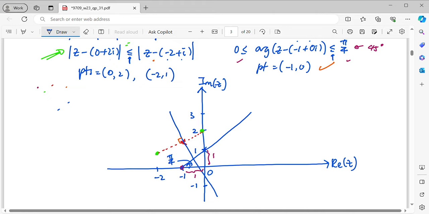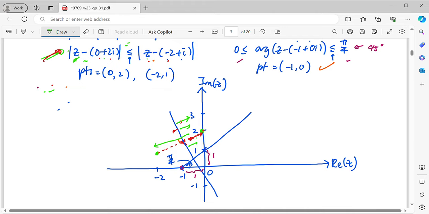Alright, so now, when you look at the first inequality, this means the distance from a general point z to the point 0, 2, which is over here, is less than the distance from the general point to minus 2, 1. So it is either up or down, right? Let's say I pick this point. Obviously, the distance from this z to 0, 2 is shorter than this point to the green point. The green line is longer than the red line. Therefore, I need to find z such that the distance from the general point to 0, 2 is less than the distance to minus 2, 1. So obviously the red line is shorter than the green line. Therefore the region is up, on this side.